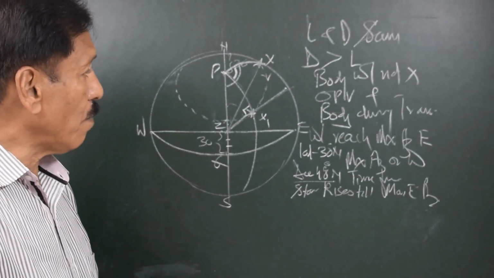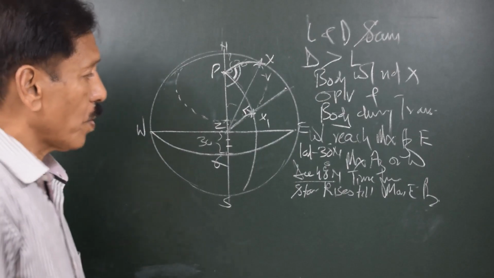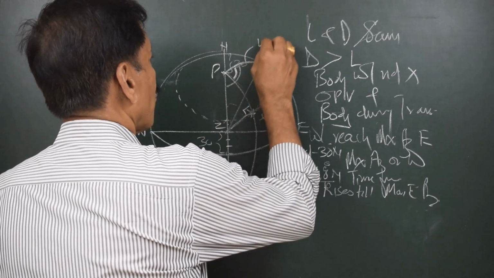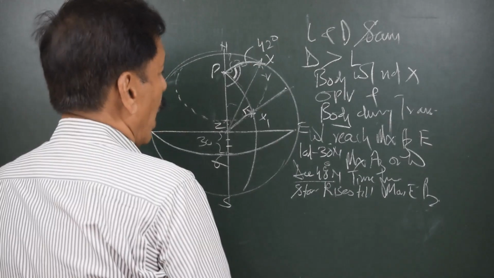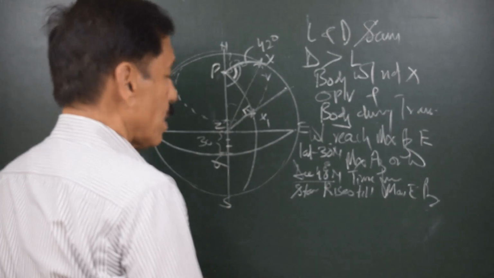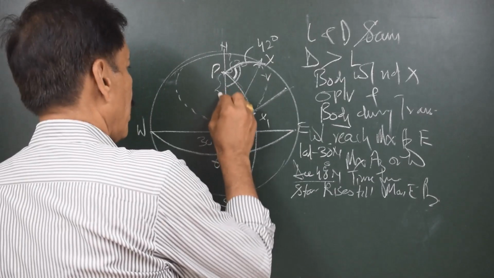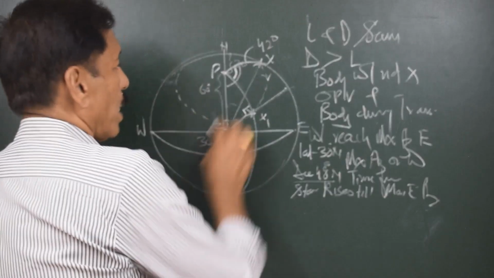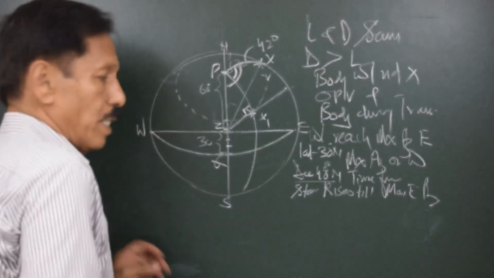Now we are given the declination of the body as 48 degrees north. So can we say PX is 42 degrees? And because we have the latitude as 30 degrees north, can we say that the side PZ is 60 degrees? And then what is this angle P that is contained?